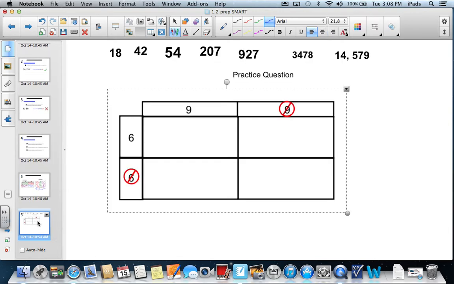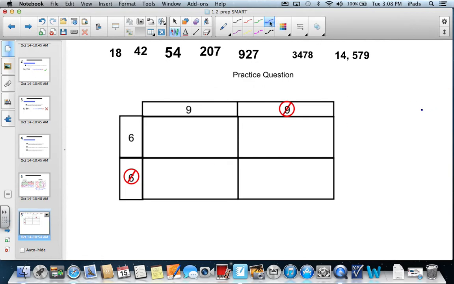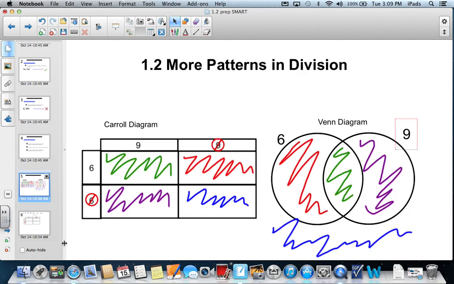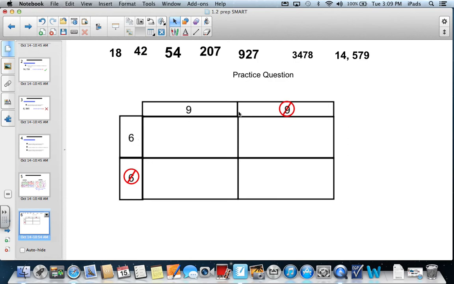So your practice question today is, I want you to try and use a Carroll diagram. I don't expect you to be perfect at it, but I would like you to give it a shot. There are 7 numbers up here at the top: 18, 42, 54, 207, 927, 3,478, and 14,579. And I want you to use the Carroll diagram that we just looked at over here to sort them. Which numbers are divisible by 6 and 9, just 6, just 9, and not divisible by either. You can bring that tomorrow.